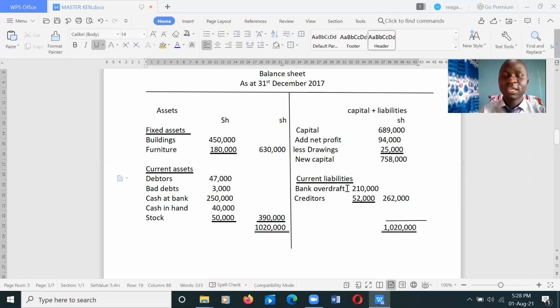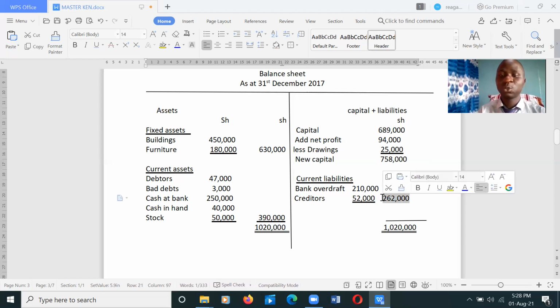Now here we have bank overdraft, which is 210,000. Then we have creditors here, which is 52,000. If I add the two, I get 262,000.